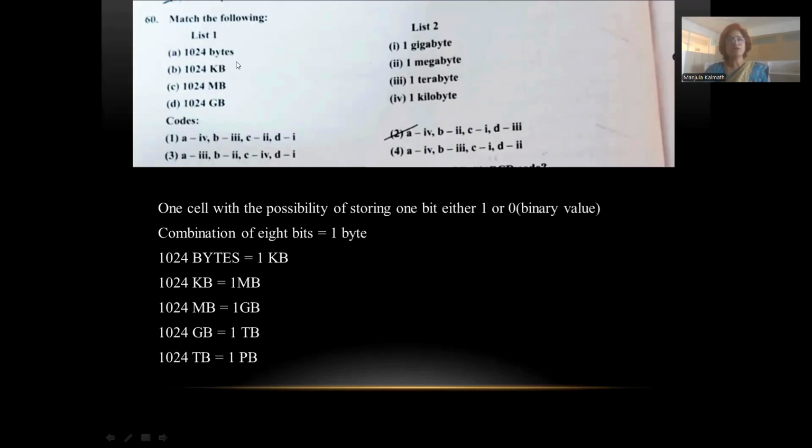So here we have a comparison. 1024 bytes, what is this? That is 1 kilobyte. 1024 kilobytes is nothing but 1 megabyte. That is the second one. 1024 megabytes means 1 gigabyte. 1024 gigabytes equals 1 terabyte. So the correct option is A4, B2, C1, D3.